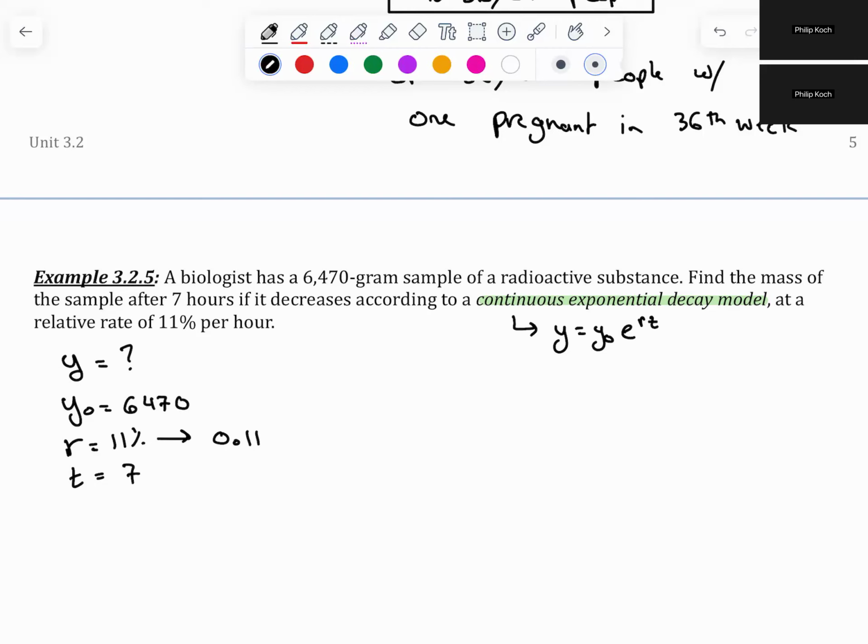We're going to make our model. In this case, time is going to be measured in hours because that's what it's given as. It's given a relative rate at 11% per hour, so t will be 7 hours. So we have everything we need to solve for y. Y is equal to y naught, 6470, e to the 0. Oh, wait, I made a mistake.